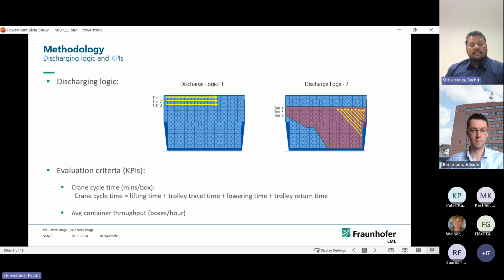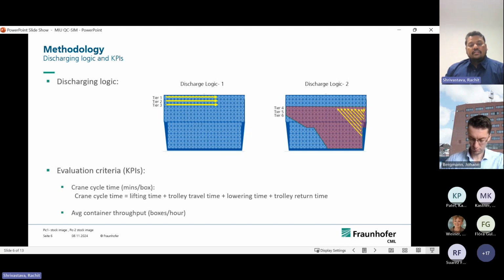For our study, we have considered discharging logic 2, where you can see here that after the three tiers are removed, the right top corner, which is near the quay wall, is removed first, and then it goes in a triangular fashion. And then there are the evaluation criteria, or we can say key performance indicators.